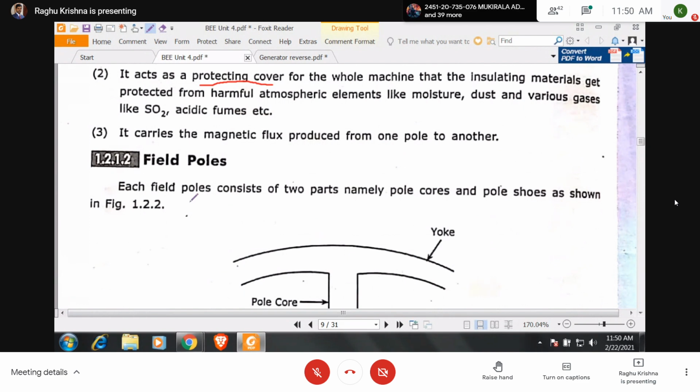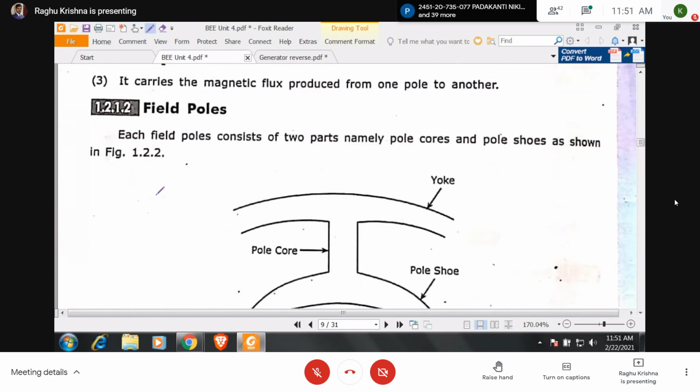Okay, next, field poles. So here each field pole consists of two parts, namely the pole core and the pole shoe.